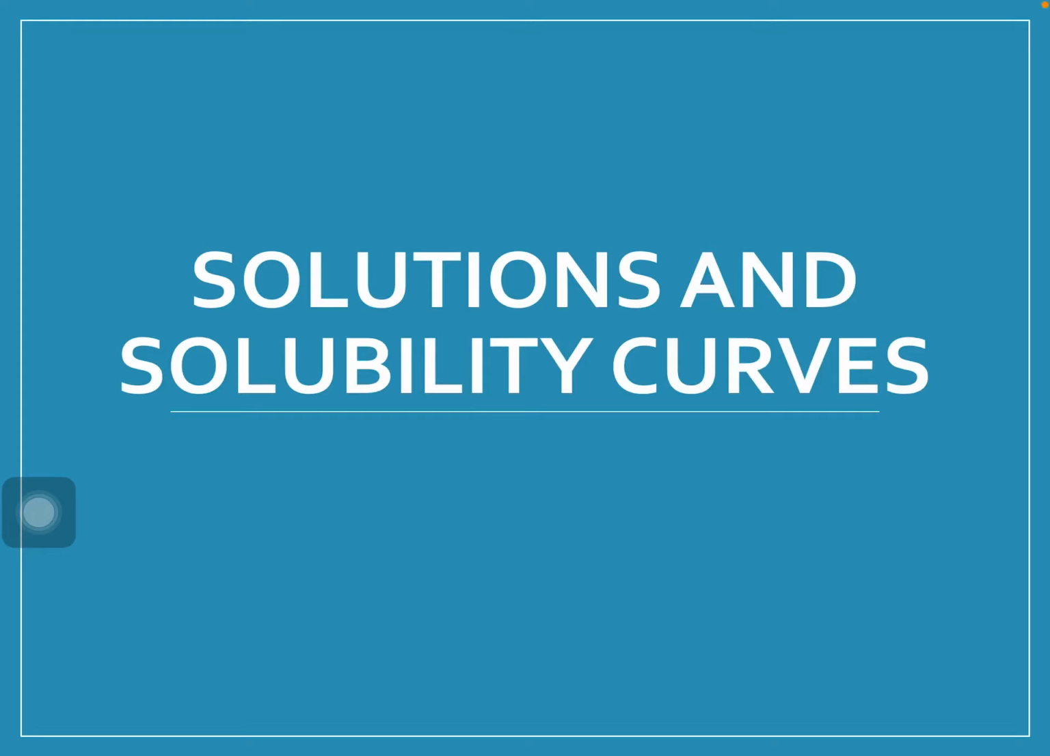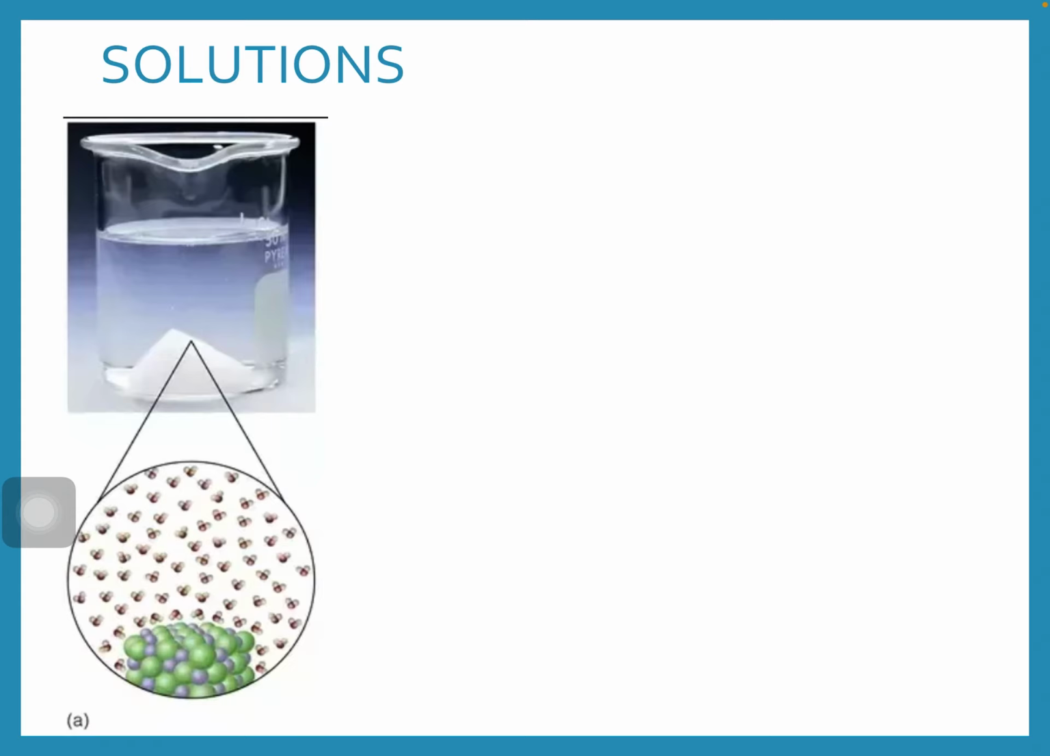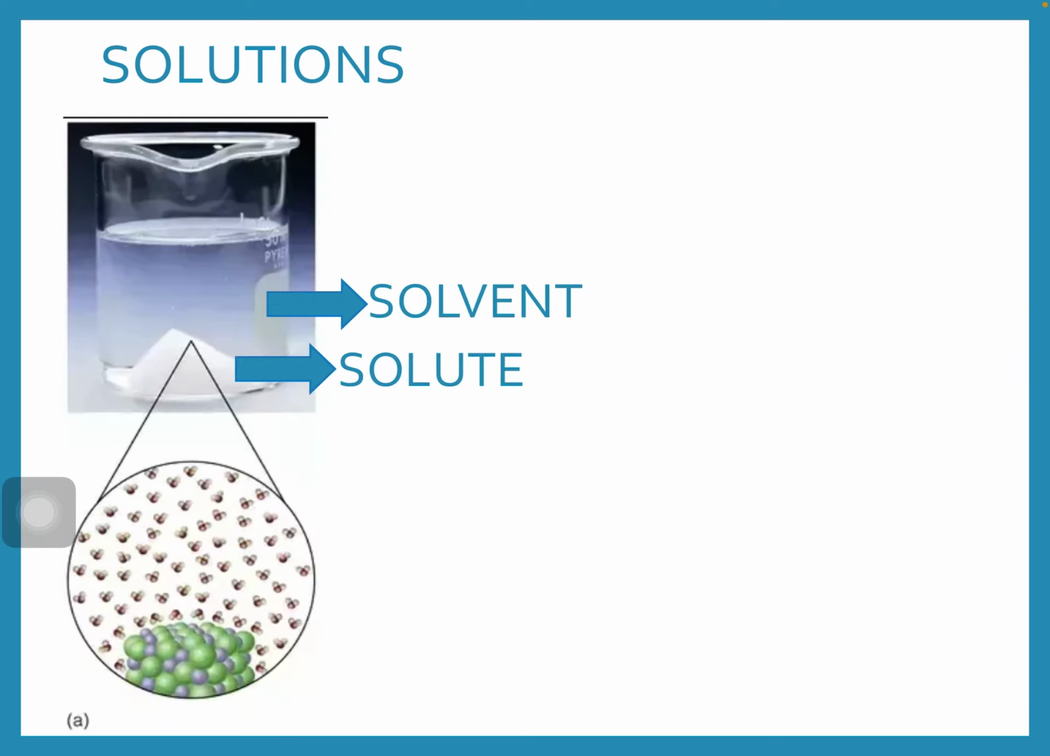In this lesson, we're going to look at solutions and solubility curves. So if we think back to solutions, they are made up of two different parts: the liquid that does the dissolving, the solvent, and the solute, which gets dissolved in the solvent. Together, the solute and the solvent make up the solution. And we can see here at the atomic level, we've got sodium chloride salt surrounded by molecules of water.